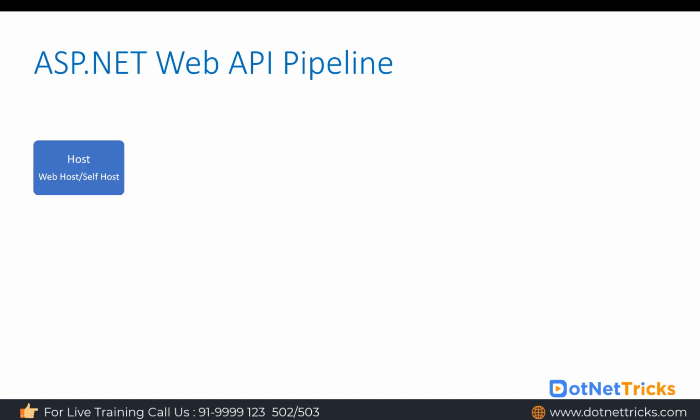That would be self-hosting. For self-hosting, you can host the Web API with a console application. You can host with a Windows application as well. So in case of hosting, the next step here is the message handler.